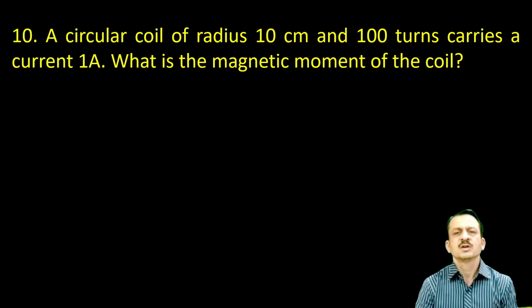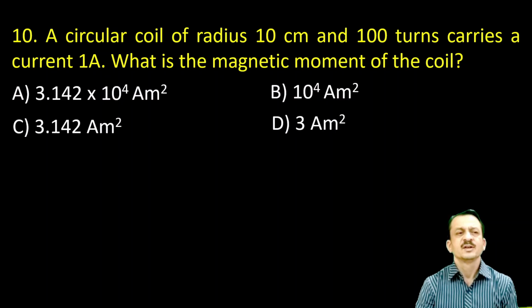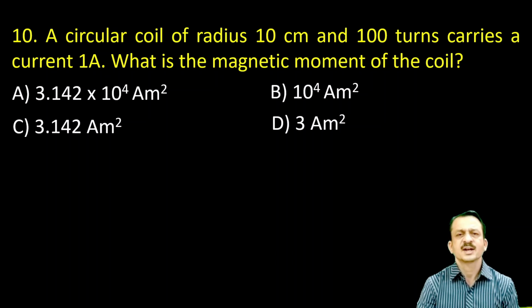A circular coil of radius 10 cm and 100 turns carries a current 1 amp. What is the magnetic moment of the coil? Now options: A 3.142 into 10 to the power of 4 ampere meter square, B 10 to the power of 4 ampere meter square, C 3.142 ampere meter square, and D 3 ampere meter square. Now here they have given a circular coil of radius 10 centimeter. Given in centimeter, we have to convert it to meter, and it is having 100 turns. Carries a current of 1 amp.